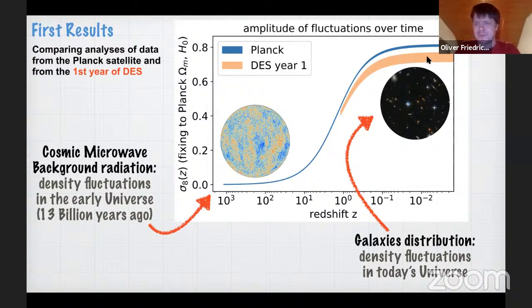So there seem to be some slight hints that maybe we don't understand gravitational collapse on these large scales and cosmic times as well as we thought. And this brings me to the end of the talk.